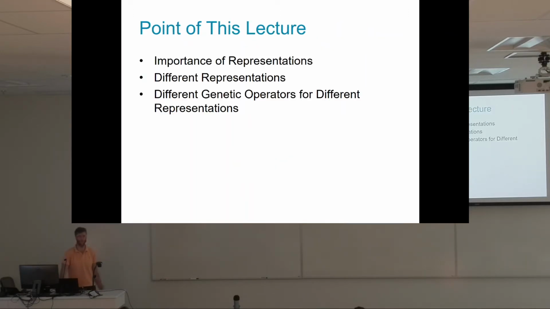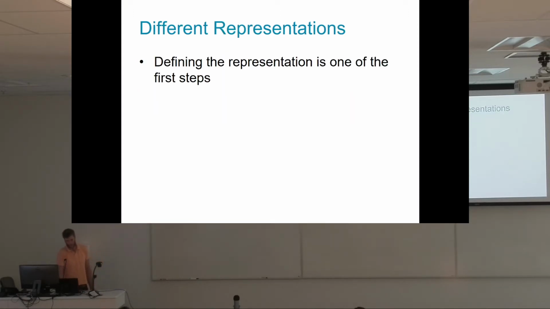lost. So, we're going to talk about different, common representations, especially in the context of a genetic algorithm, and maybe what might be appropriate genetic operators for those representations. Defining the representation is one of the first steps you're going to do. How do I want to encode my problem?